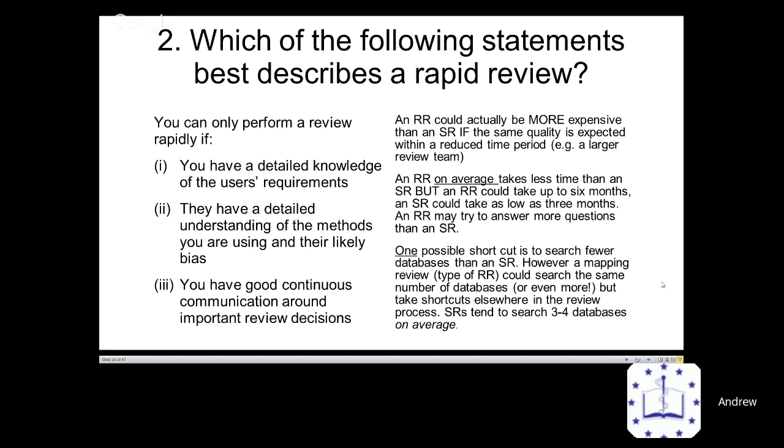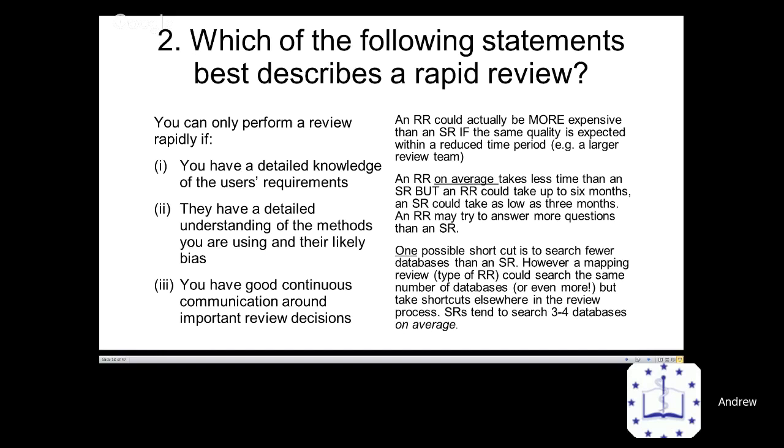On average, and so to this extent, if we're talking only on average, people are correct. A rapid review will take less time than a systematic review, but averages lie. A rapid review could take as long as 6 months. A systematic review could take as little as 3 months. So we can't distinguish a rapid review purely on time.